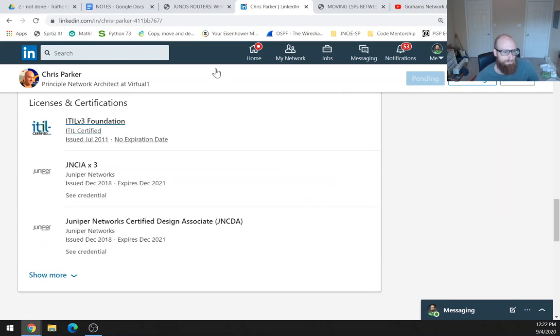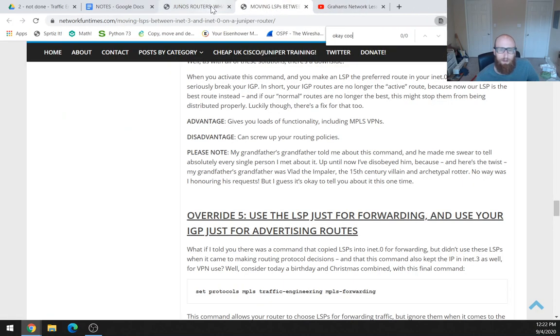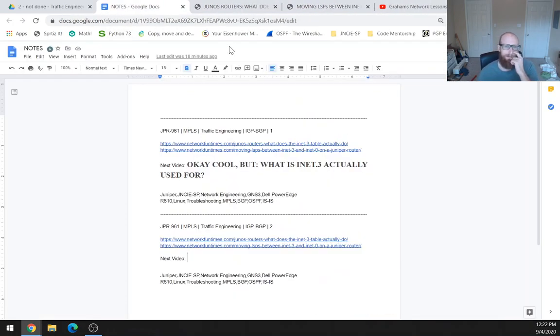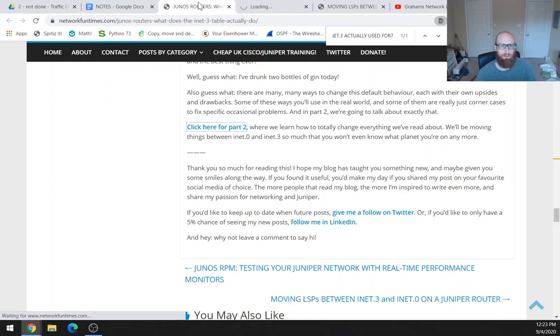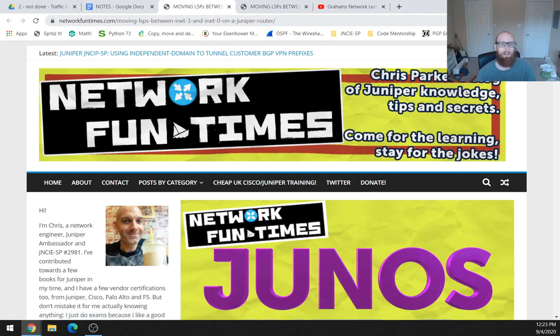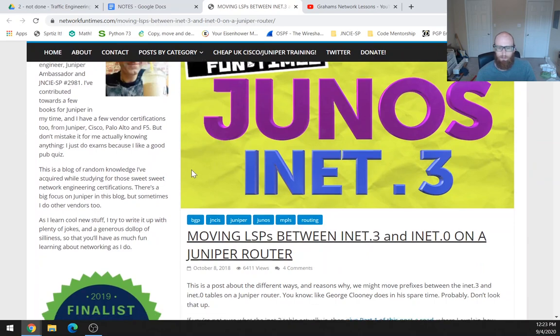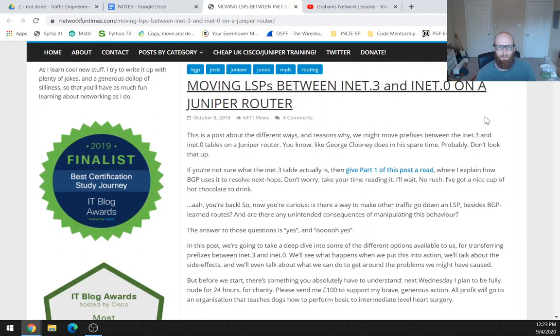So let's keep looking here. So let's keep reading. I finished this one, so let's click here for part 2 just to make sure it's the same. Yep, it's the same one. But okay, I'll close this, and yep, here we go. Moving LSPs between inet.3 and inet.0 on the Juniper router. This is a post about the different ways and reasons why we might move prefixes between the inet.3 and inet.0 tables on a Juniper router.